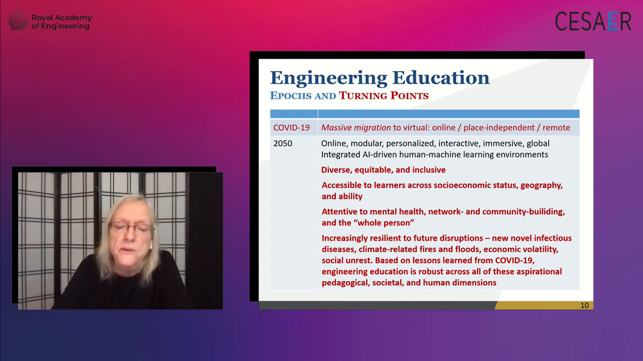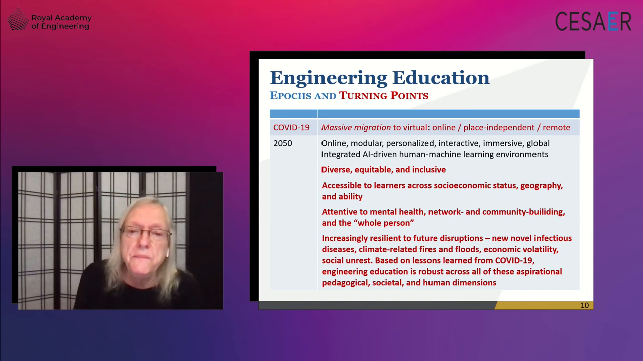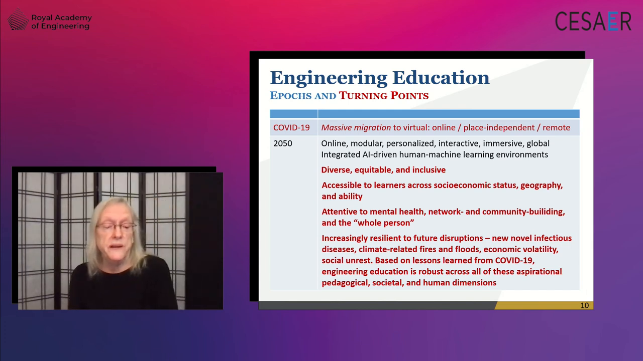It will be attentive to mental health, the importance of network and community building, and the whole person, whether that person is a student or an educator. And perhaps most important, it will be increasingly resilient to future disruptions, be they from new novel infectious diseases, climate-related fires and floods, economic volatility, social unrest, and that based on lessons learned from COVID-19, in 2050, engineering education is robust across all of these aspirational, pedagogical, societal, and human dimensions. And I would say that this would be a worthy beginning for a new epoch in engineering education.